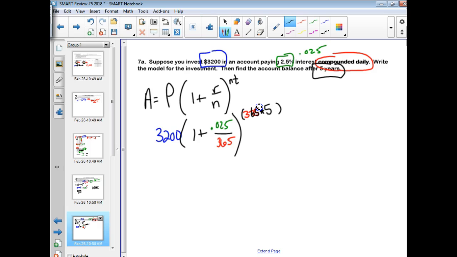Now, this is money. So where's an appropriate rounding for money? 2 decimal points, because money is dollars and change, usually.